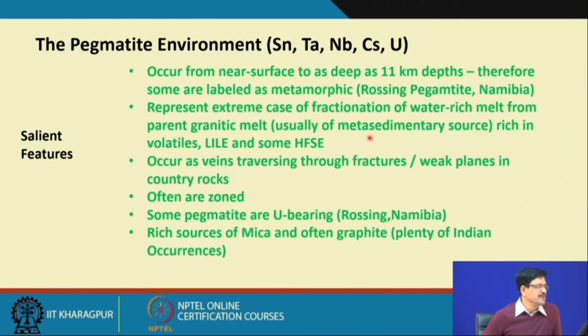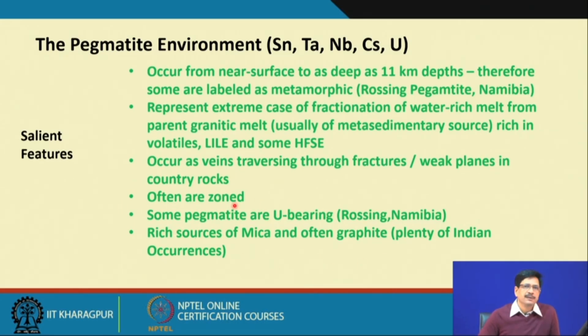So, they present the extreme case of fractionation of water rich melt from parent granitic melt, and they are rich in the volatiles, the large ion lithophile elements, the high field strength elements, and they occur as veins traversing through fractures, weak planes. They are often zoned depending on the kind of country rock and depending on the compositional characteristics and the rate at which these pegmatites are crystallizing, they give rise to zoned pegmatites.